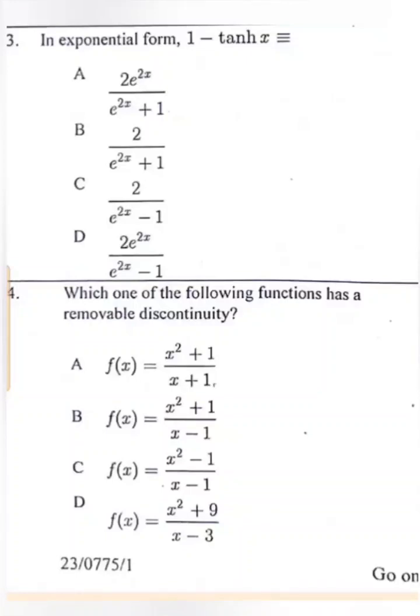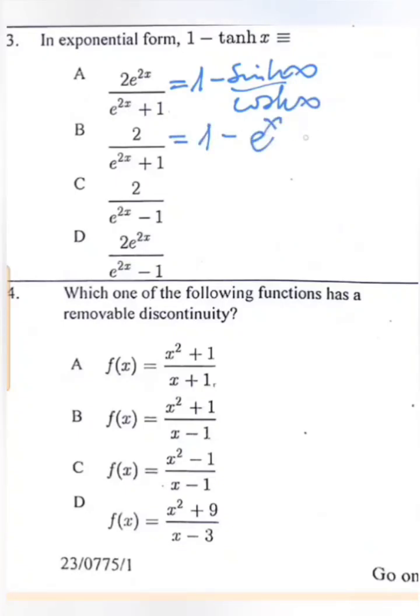In number 3, we have that in exponential form 1 minus tanh x is identical to, and we have these options. This is about expressing 1 minus tanh x, which is in a hyperbolic form, into its exponential equivalent. So this should be equal to 1 minus tanh x is the same as sinh x all over cosh x, and that gives 1 minus e to the x minus e to the -x over 2 divided by e to the x plus e to the -x over 2.